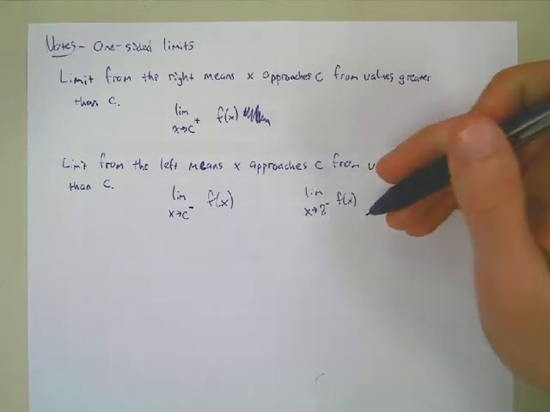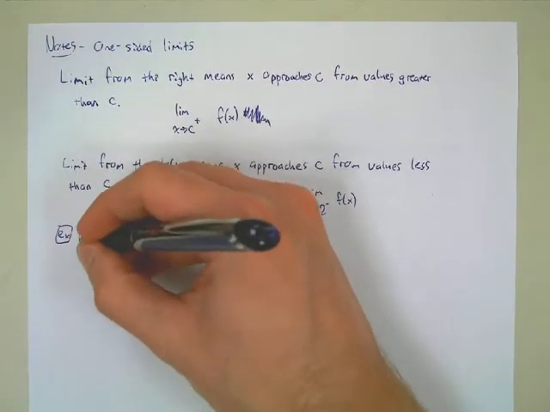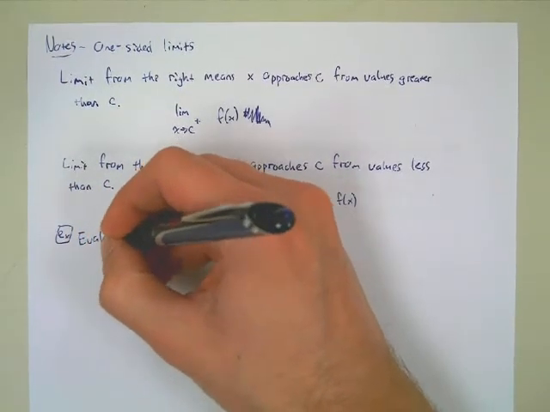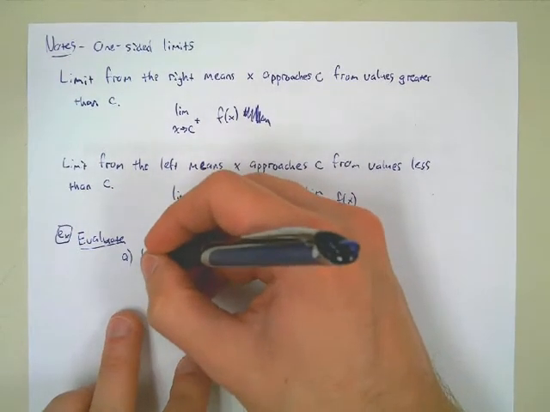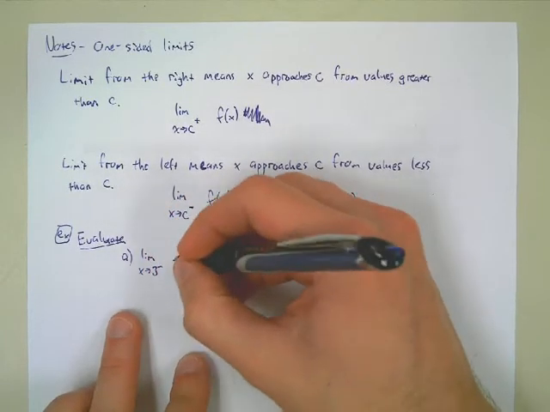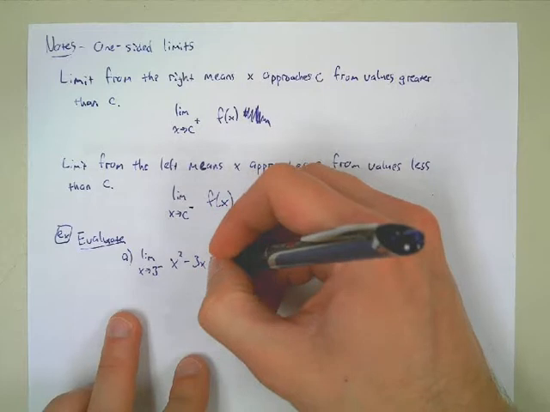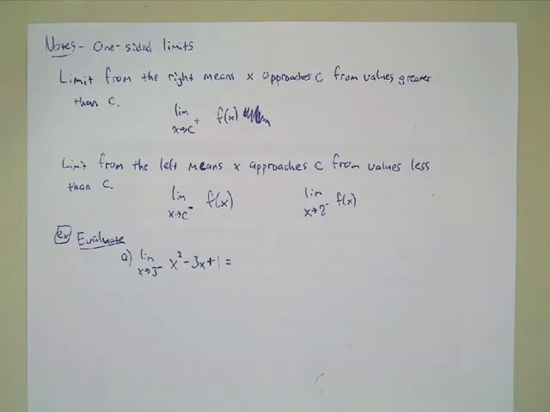Okay, so let's do some examples. We're going to evaluate. The first one here is the limit as x approaches 3 from the left. So can we just plug in 3, or do we have to plug in 2.999? We'll get to that.